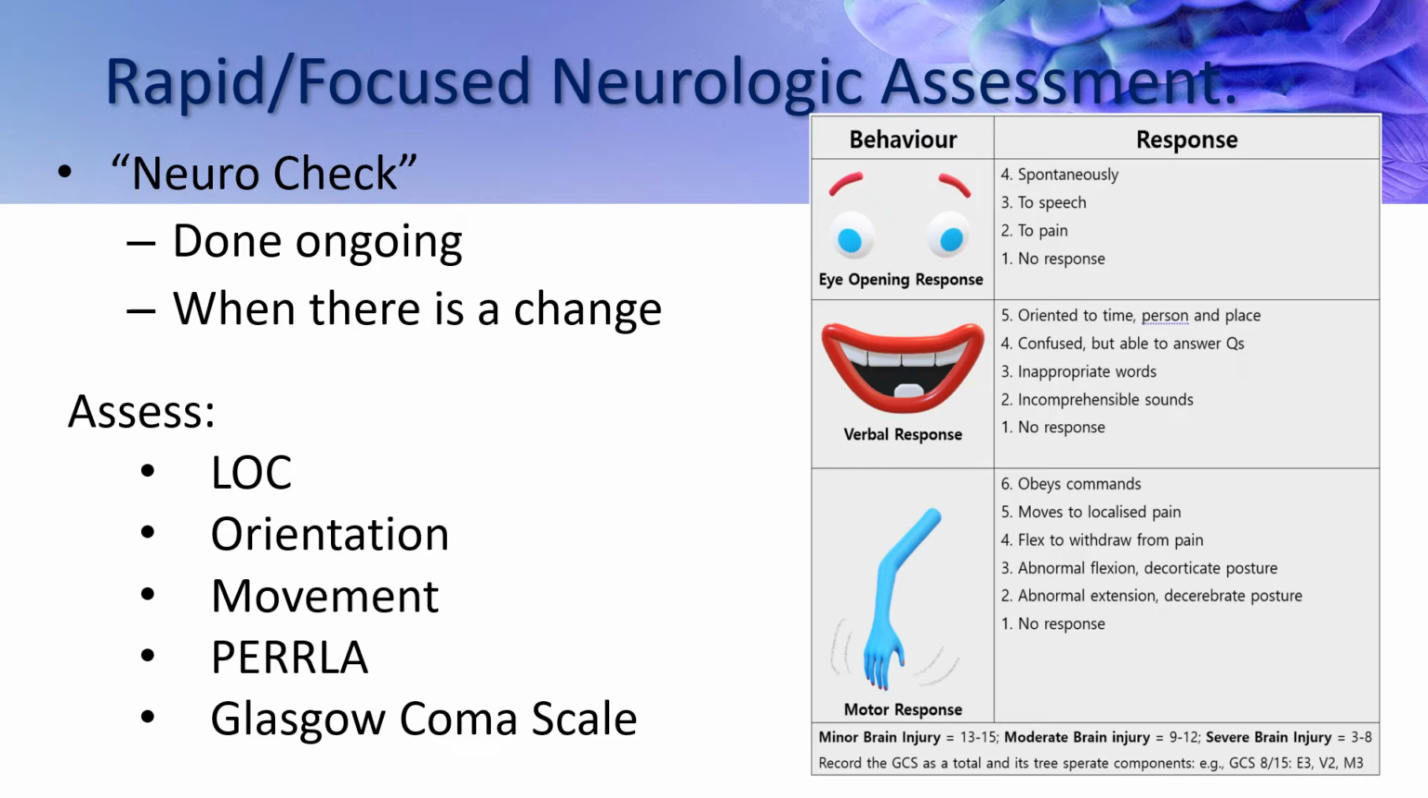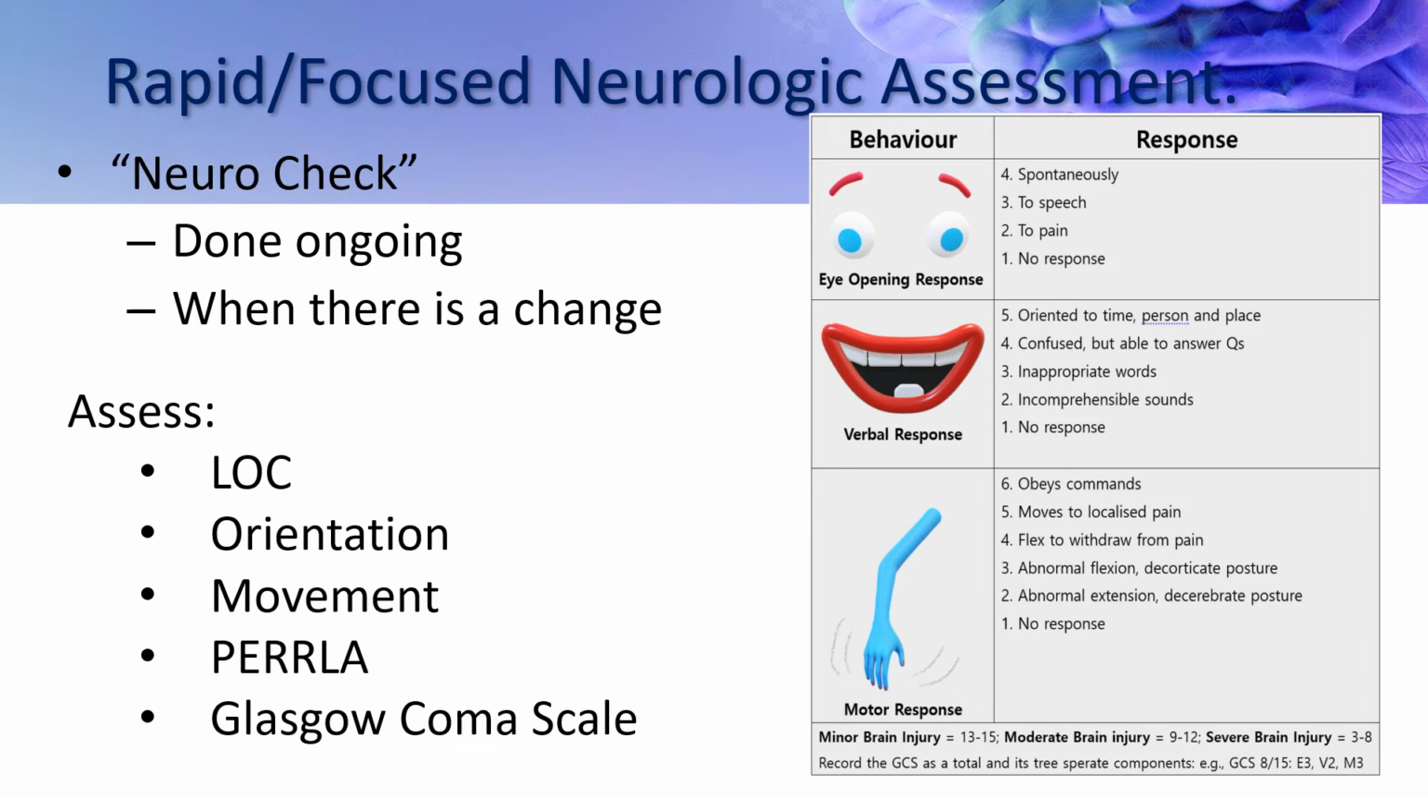In motor response, a 6 is they obey commands. They can do what you ask them. A 5 means they move to the localized pain. So if you're starting an IV in their right arm, they're able to move their left arm to push you away.